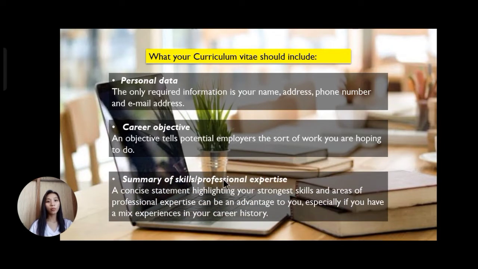Then your summary of skills or professional expertise. A concise statement highlighting your strongest skills and areas of professional expertise can be an advantage to you, especially if you have mixed experiences in your career history.